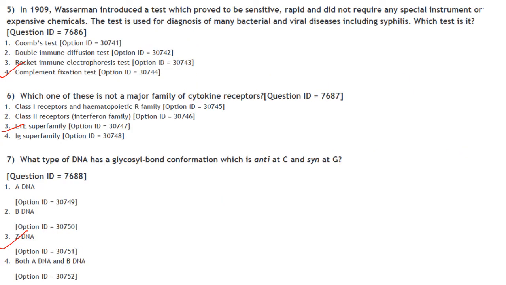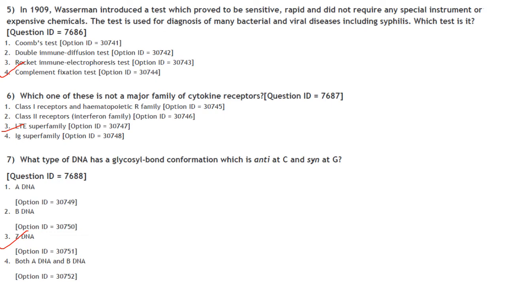Then in 1909, Wassermann introduced a test which proved to be sensitive, rapid and did not require any special instrument or expensive chemicals. The test is used for diagnosis of many bacterial and viral diseases including syphilis. Which test is it? It is called the complement fixation test. Answer is option 4.